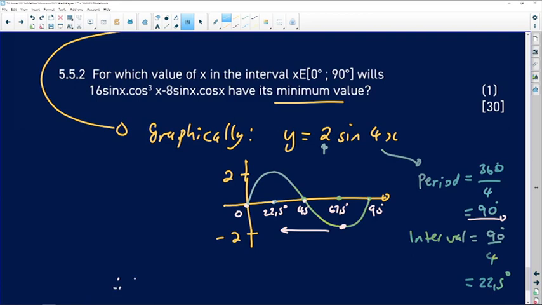So you'll say when x equals 67.5 degrees, we're going to have a minimum value on this graph, and that minimum value is going to be equal to -2. But they just wanted the x value, so you'll give them that 67.5. So that is how you can analyze these trig questions.